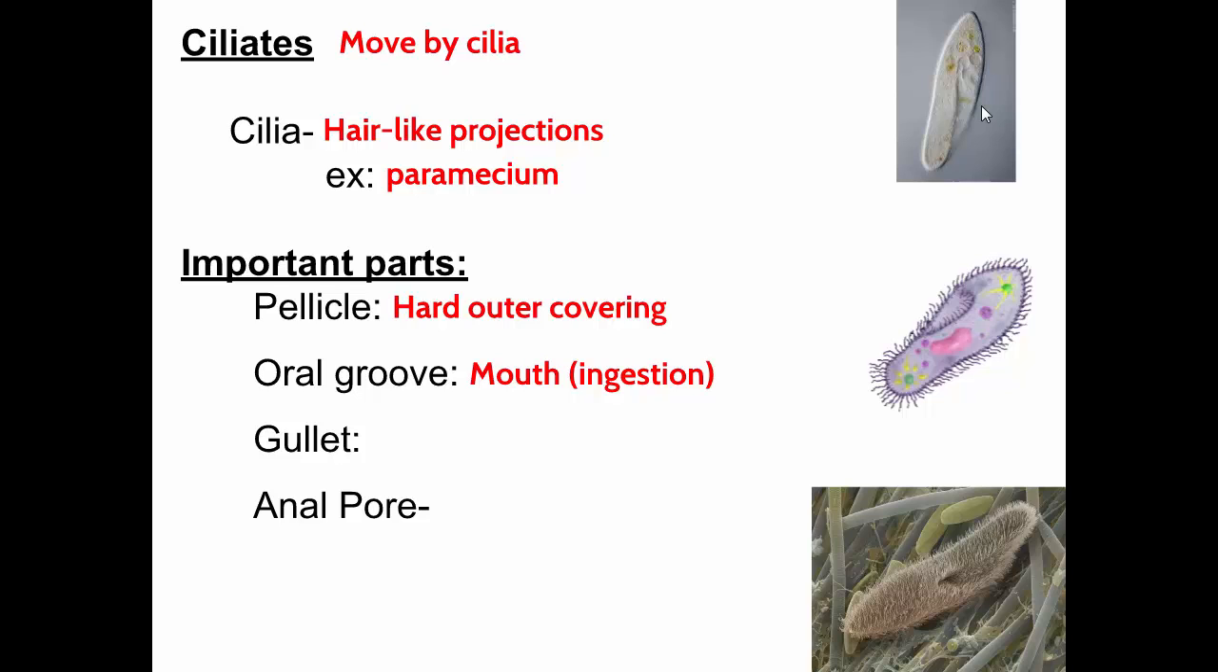And the oral groove is like an indentation in the pellicle that has cilia in it that kind of usher in food by moving. They bring in tiny food particles into this oral groove, and then it leads into a sort of tube that goes into the paramecium. It's called the gullet. And at the end of the gullet is a food vacuole. So as they ingest food, it goes into the oral groove, through the gullet, into this food vacuole, where it can then be digested.